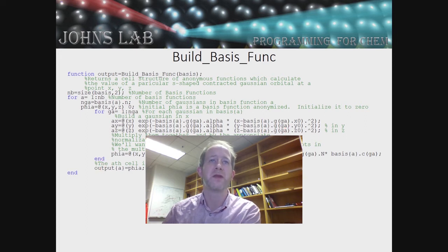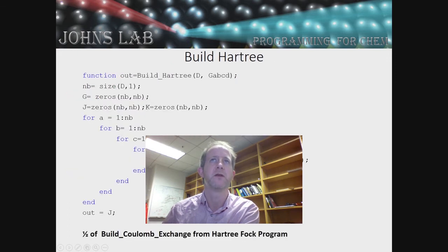We're going to multiply them together times ax times ay times az times our normalization constant times our contraction coefficient, and we're going to add that back to phi a. Right? So we're going to say phi a is an anonymous function that equals phi a plus our new Gaussian function added in at the appropriate level. We're going to loop over each Gaussian, each basis set, and we're going to get a cell structure that's going to have all of our basis functions. Okay. Let's go to the next function we need to write. Build Hartree. This one should look really familiar.